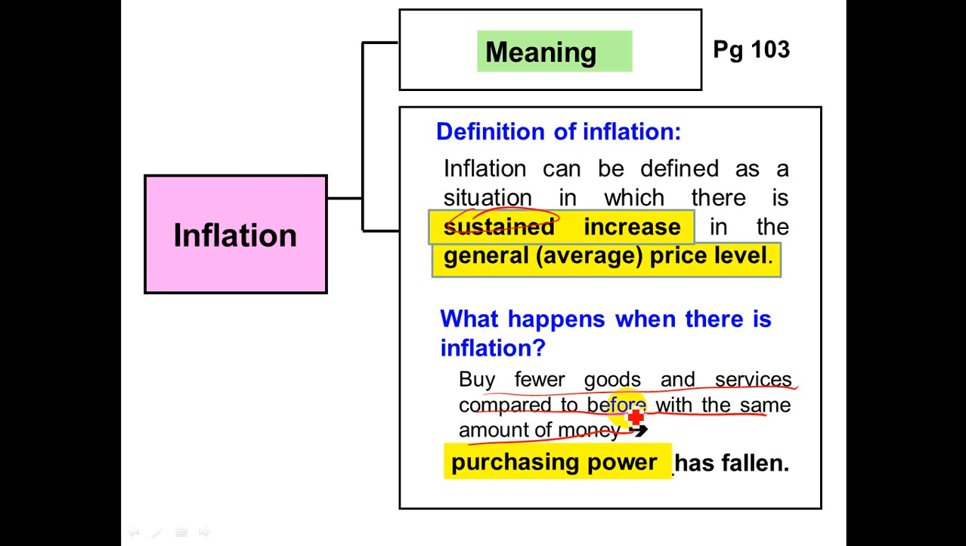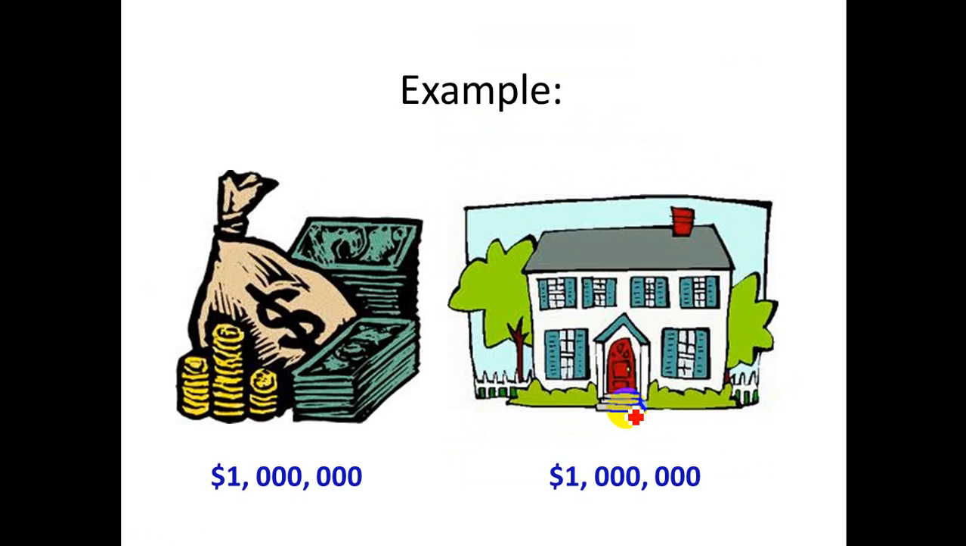Let me explain this part again. Because with inflation, prices will increase, right? Which means that one is able to buy less goods and services as compared to before. Assuming that your income remains constant, you'll be able to buy less goods and services as compared to before. Which means that the purchasing power of consumers will fall. And that's why we are so afraid of inflation.